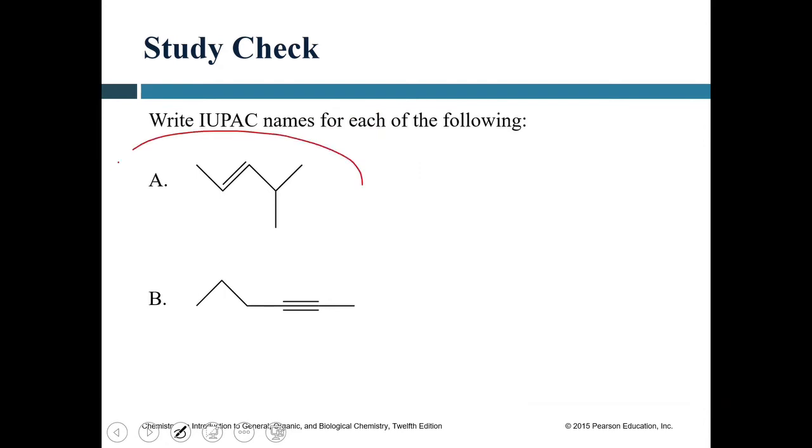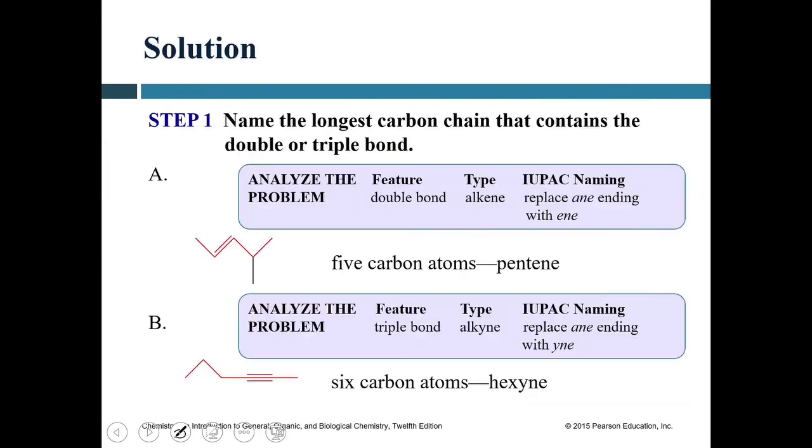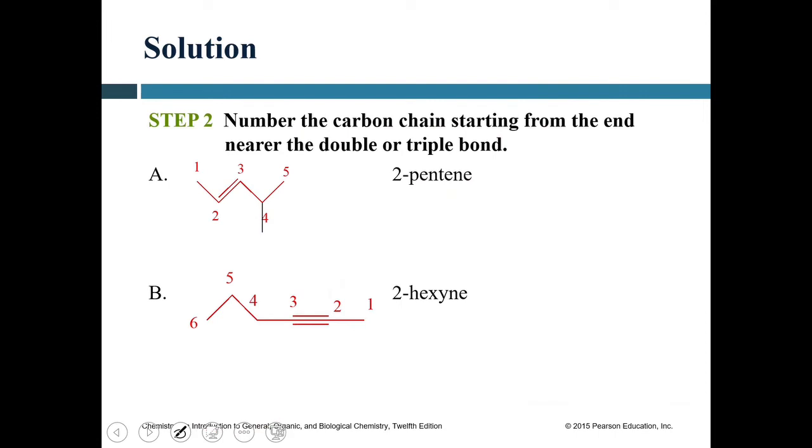So here you have skeletal formulas for hydrocarbons, and first you need to identify the longest carbon chain. So here it will be 5, so pent-, and here it's going to be 6, so hex-. The double bond is at the second carbon. You always number the carbon chain so that the end, starting with 1, is the closest to the double bond. So it's 2-pentene, and here it's 2-hexene.